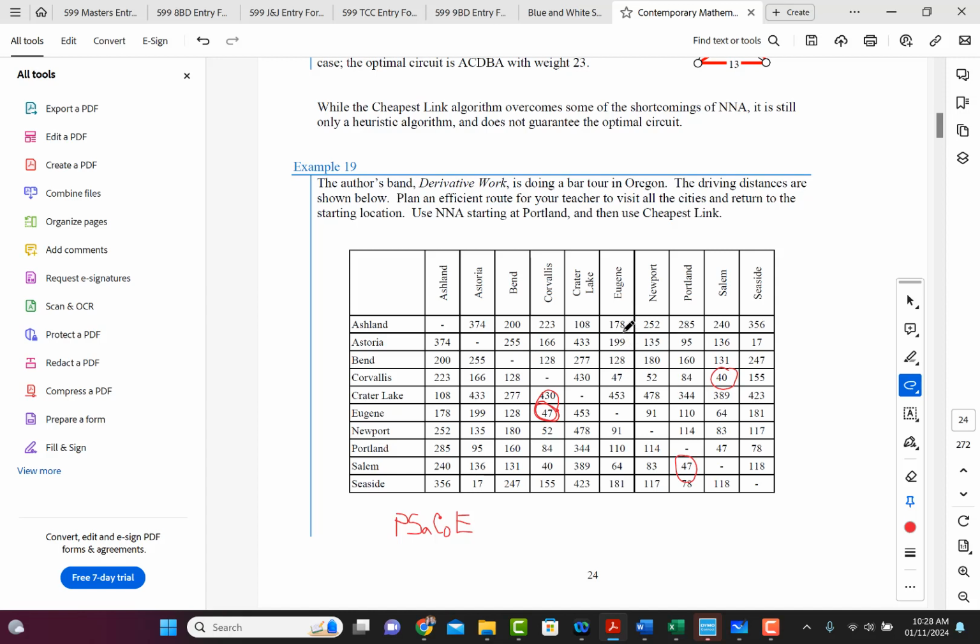And then from Eugene, the shortest route is to Corvallis, but we've already been there, so we're going to go to the next one, which is Salem, but we've been there too. So after that, the next cheapest one is Newport. Okay, so Newport we haven't been to yet. So that's Newport.